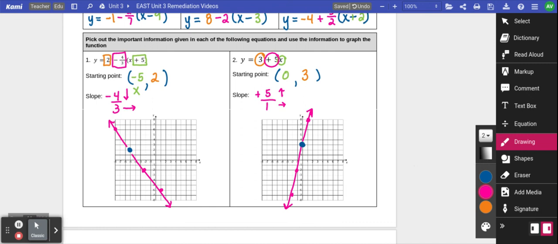All right, that is it for your review for writing the equations and graphing the equations of lines. The next thing you're going to do is some practice.